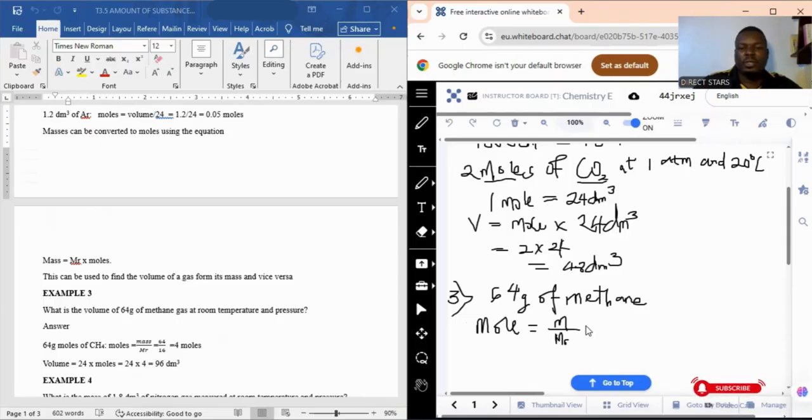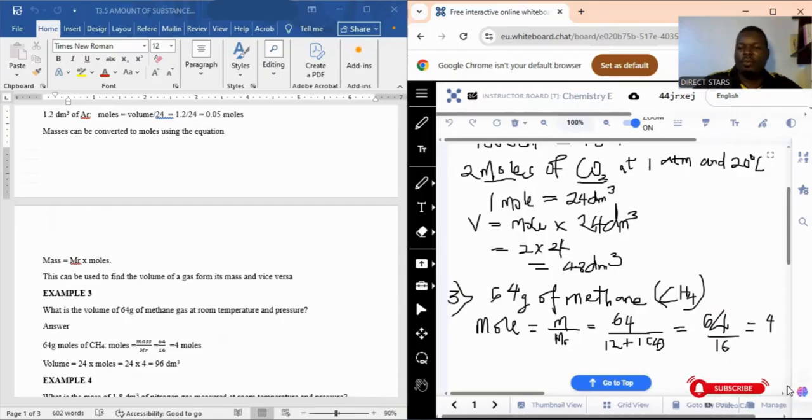In this case, we have 64 grams over methane. The formula for methane is CH4. If you check your periodic table, you realize carbon is 12 plus hydrogen, which is 1. We have 4 atoms of hydrogen there, so we have to multiply that by 4. So this gives us 64 divided by 16. And of course, that gives us 4 moles.